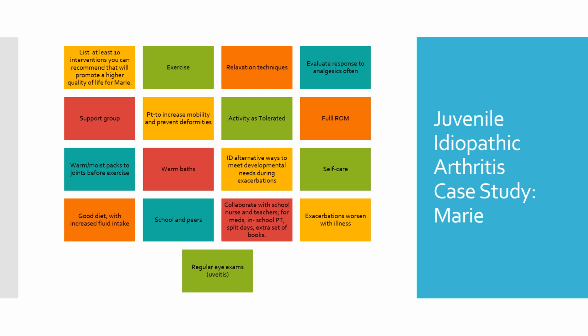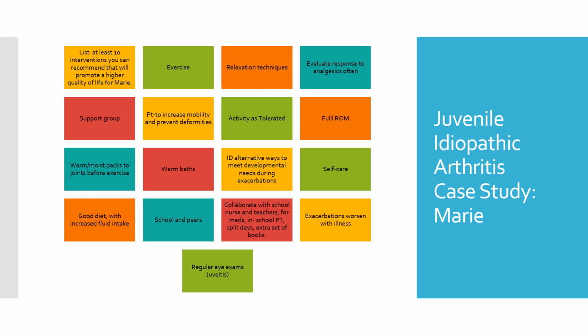Warm moist packs to joints before exercise, to warm those joints up before exercising. Warm bath, especially in the morning if she gets up and feels stiff and needs to go somewhere that day, do a warm bath first thing in the morning. Identify alternative ways to meet developmental needs during exacerbations. If we're having an exacerbation, we might have a school teacher come in, maybe do some online classes like y'all are doing now. Do some learning at home if we can.